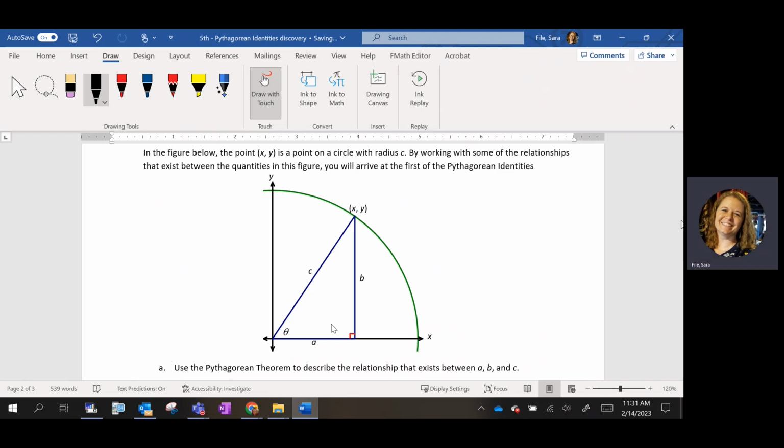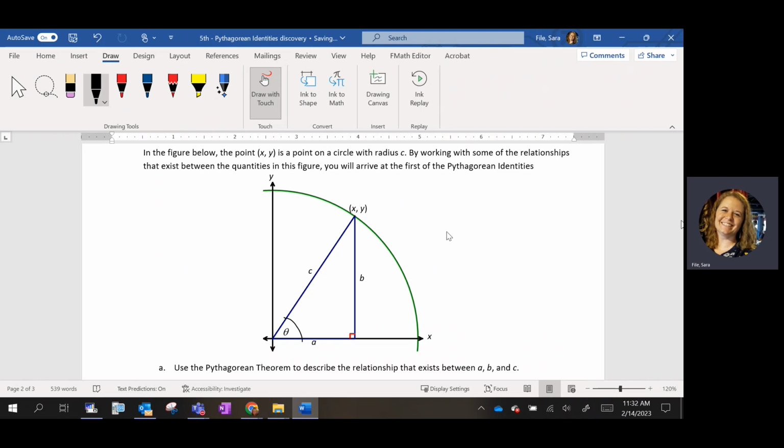Okay. So (x, y) is a point on a circle. What part of this image is the radius of the circle? C, right? The radius is from the center to the edge of the circle. So C is the radius, if (x, y) is a point on the circle. It's centered at the origin. We're going to come up with 3 equations using this image here. 3 equations in terms of A, B, and C.